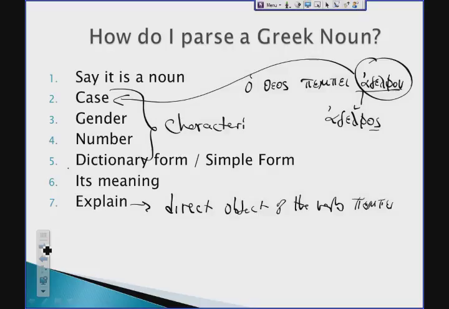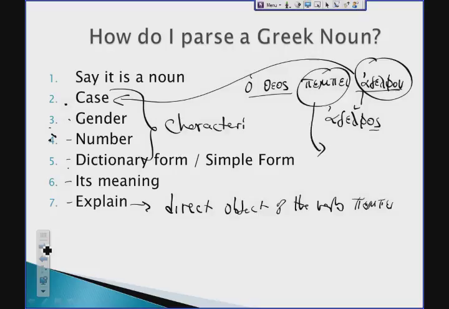If I underline ho theos, you will tell me it's a noun, nominative, gender, masculine, singular, of theos. Most of the time, the dictionary form or the simple form is just the nominative form. Okay? The meaning, God. Explain. Subject of the sentence. Yes.